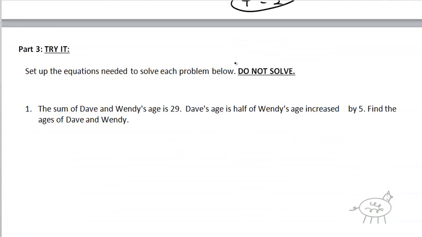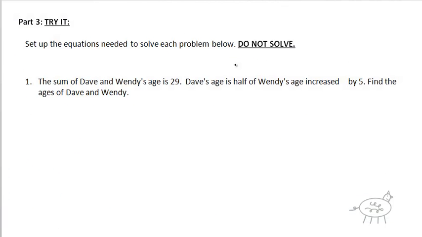So these are just 2 more problems that are just to set up. Okay, just to practice. So the sum of Dave and Wendy's age is 29. Dave's age is half of Wendy's age increased by 5. Find the ages of Dave and Wendy. So D equals the age of Dave and W equals the age of Wendy.